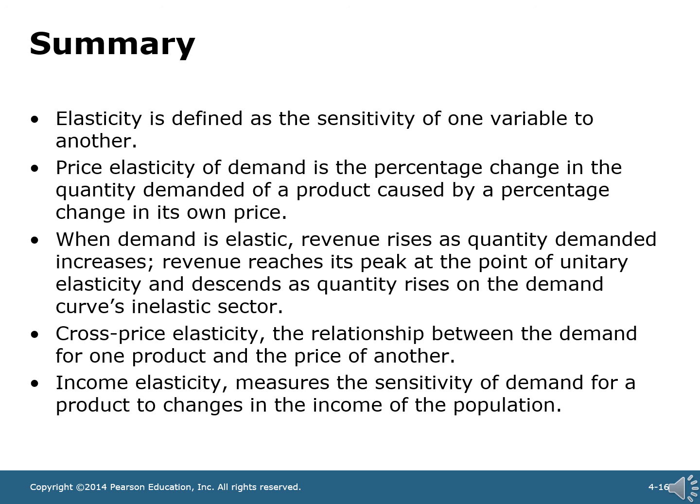The cross-price elasticity is the relationship between the demand for one product and the price of another product. So how does the price of one product affect how much you're going to sell of a different product? And finally, income elasticity measures the sensitivity of demand for a product to changes in the income of the population. So, it's important to know that if your potential consumers are making more money, how is that going to affect their willingness and ability to purchase your product?